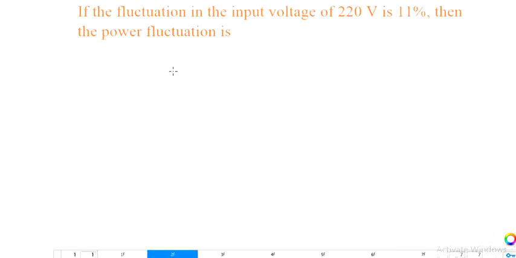The first question is: if the fluctuation in the input voltage of 220 volts is 11%, then what is the percentage of fluctuation in power? There is a domestic supply in which 220 volts is there, but the fluctuation is 11%. That is the question.